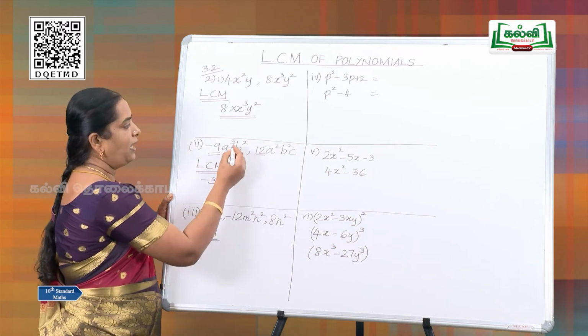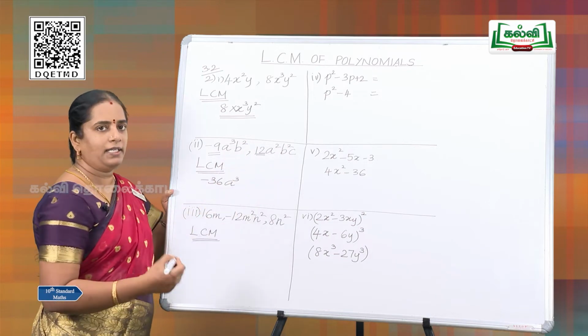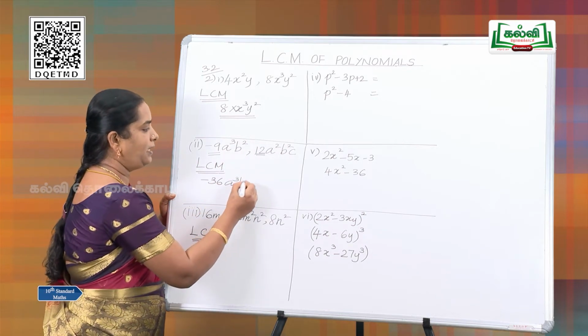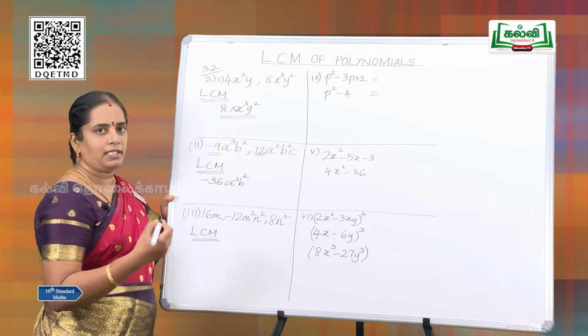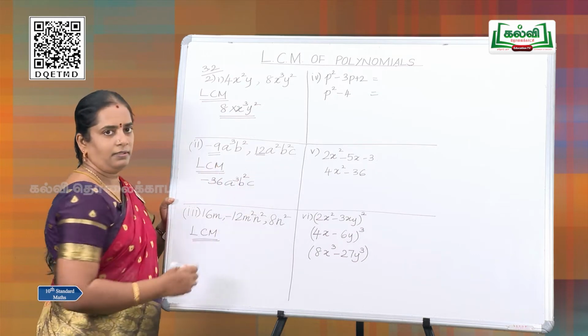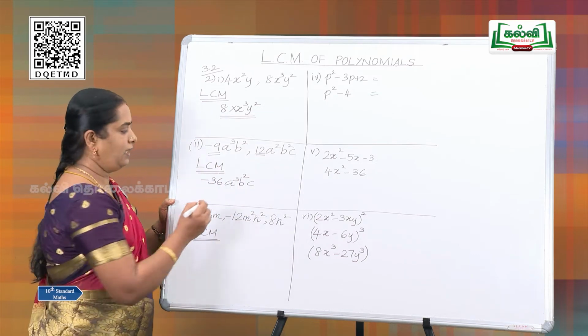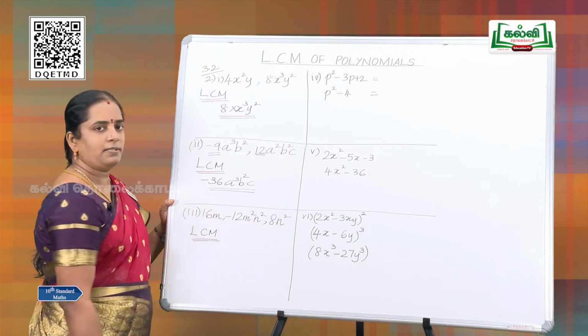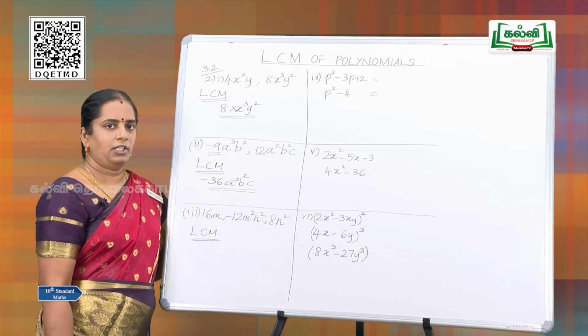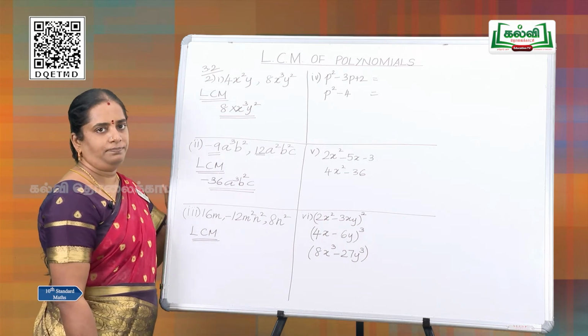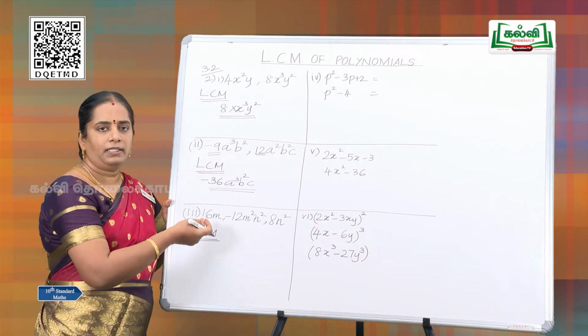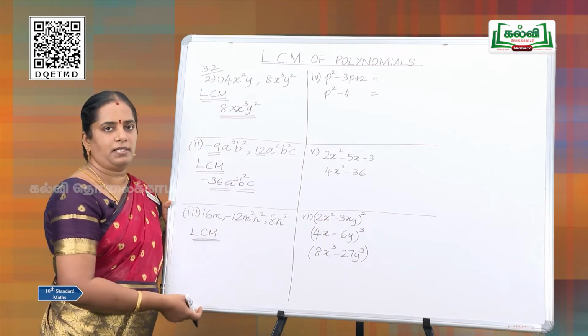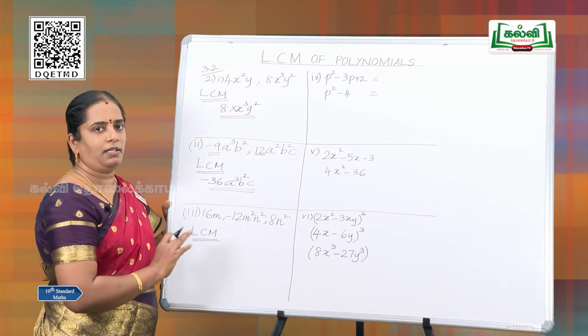So, A has 3 as the highest power, B has 2 as its highest power, and C here has 1 as the highest power. So, our LCM is minus 36 A cube B square C. And in the next one we have 3 expressions. We follow the same thing here also.